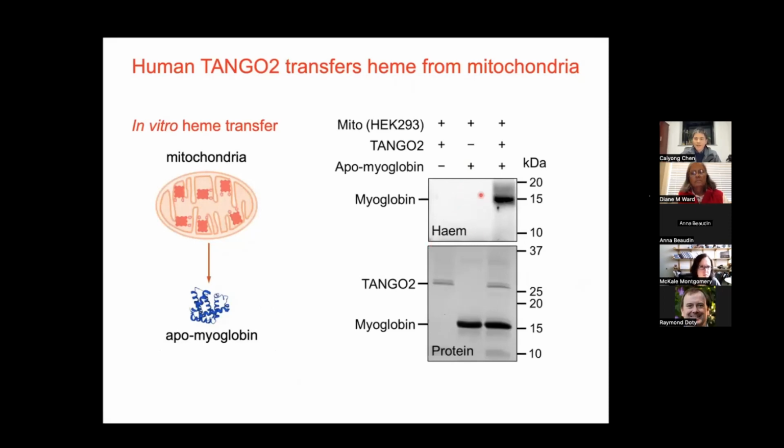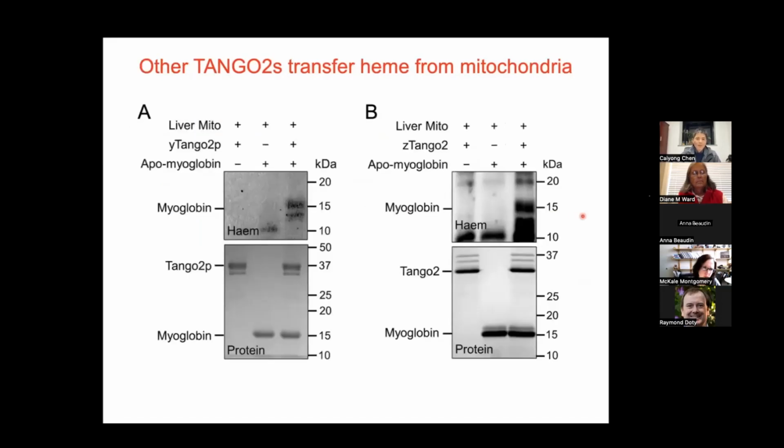As you can see in the middle lane here, when we incubate the mitochondria and apomyoglobin, there is a low spontaneous heme transfer. Addition of Tango2 to the reaction leads to robust activity of heme associated with myoglobin, suggesting that Tango2 may facilitate heme transfer from mitochondria to myoglobin. We observed similar results with the yeast Tango2 protein and the zebrafish Tango2 protein.